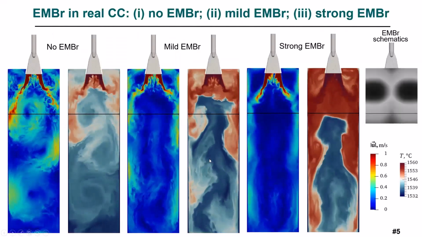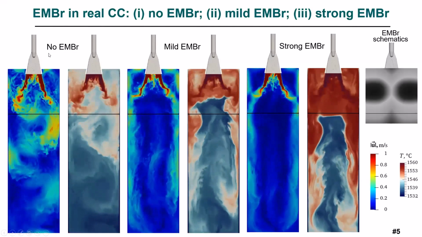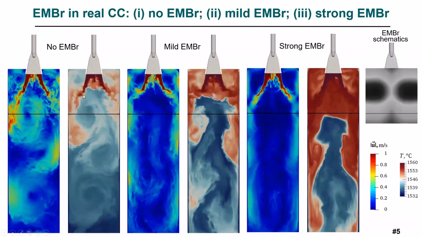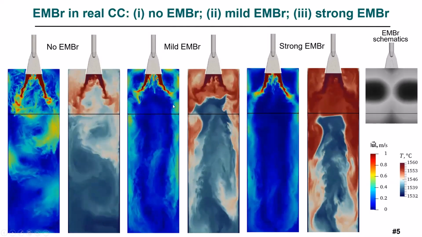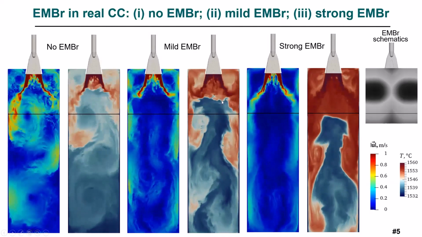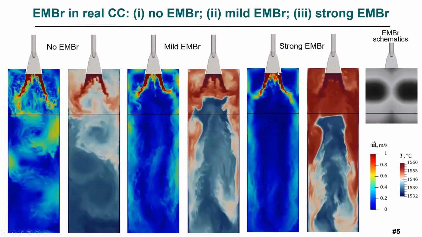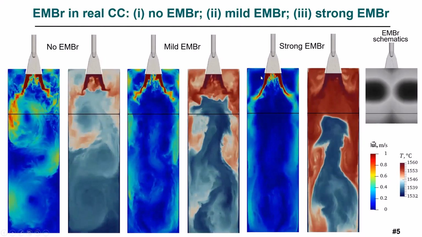Yeah, so this is generally how the effect works in real casting. So you have some oscillative flow here, with the superheat distribution on the left. Then when we apply a mild magnetic field, it starts to break, and we keep more superheat at the top. And here, with a very strong magnetic field, you can even see some stagnation zones.